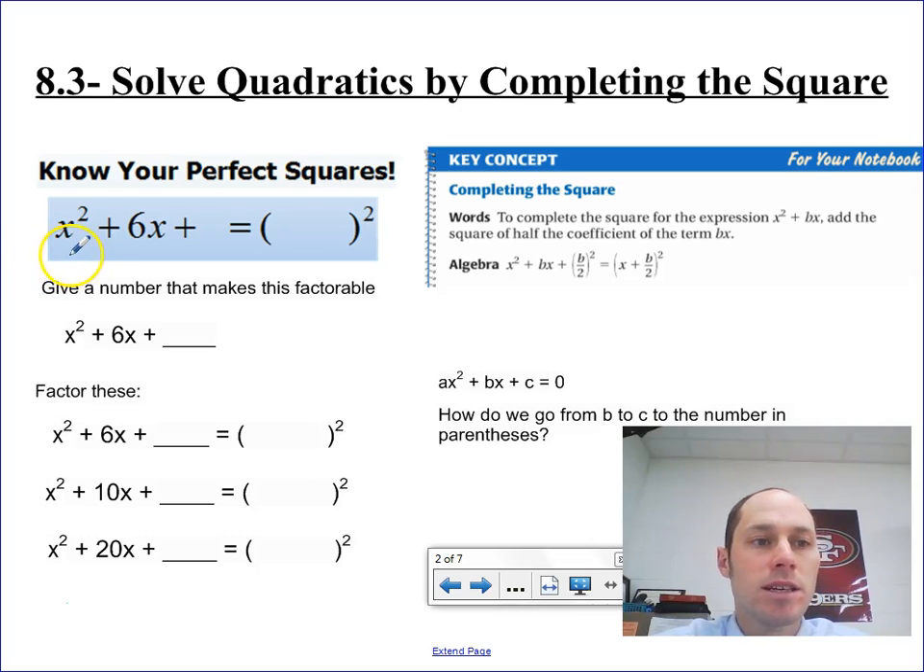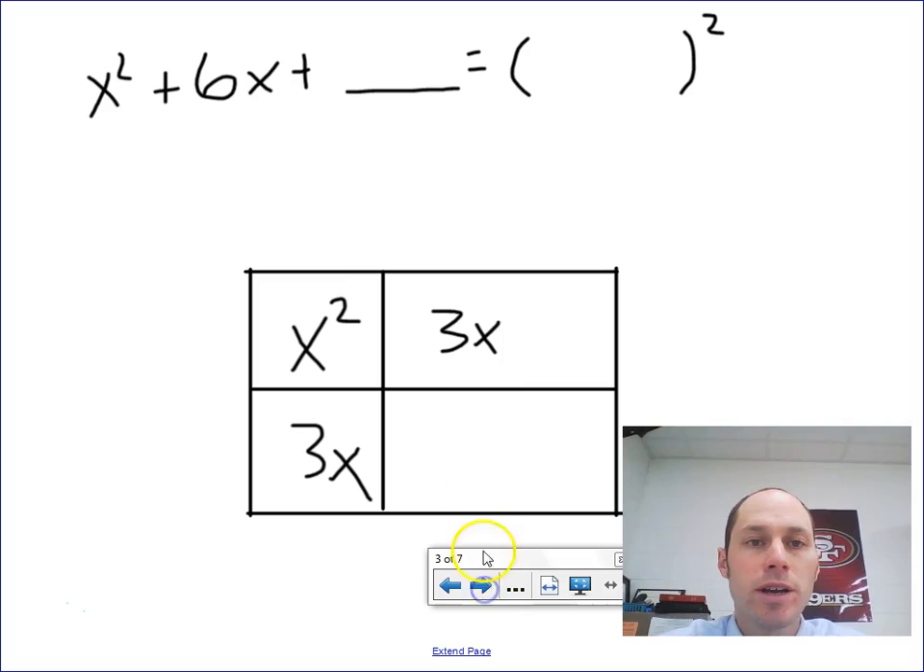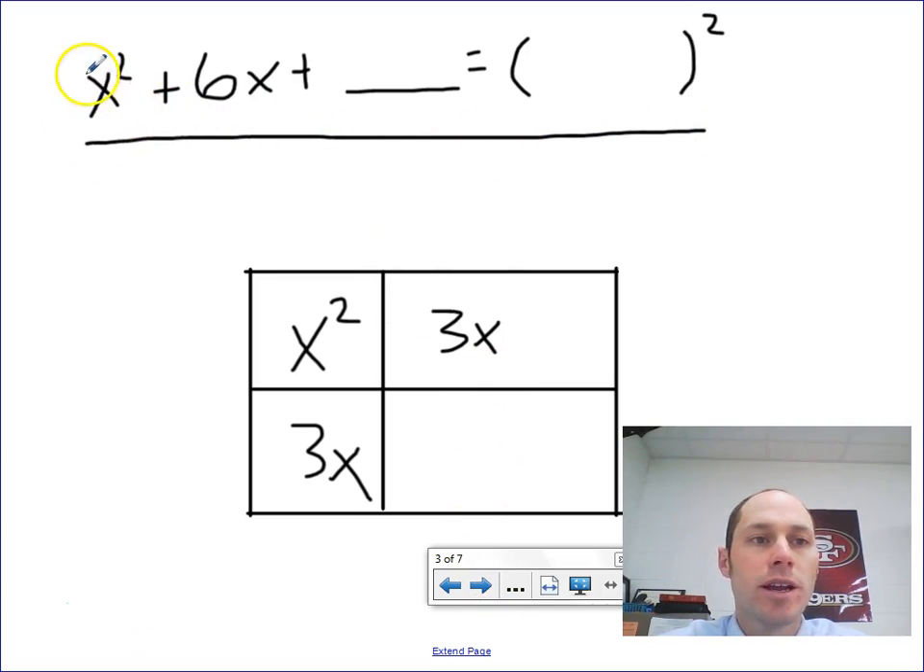So let's say we have this equation x squared plus 6x plus something. We want to know what that something is in order to make this a factorable equation. So if we get this idea of our square, I want to get x squared plus 6x plus something. We'll call that our c value. And we want that to be factored in a perfect square trinomial.